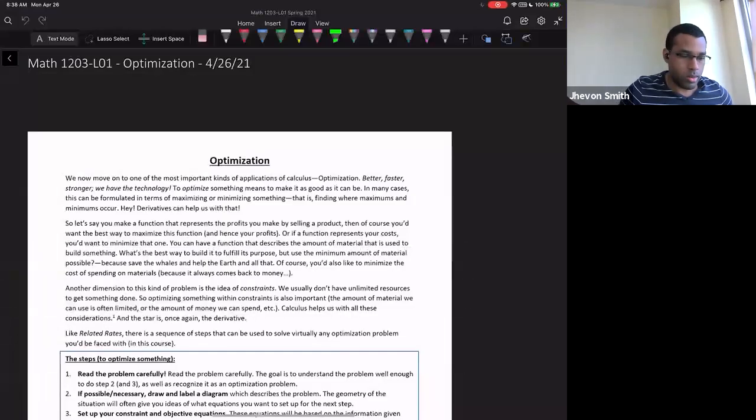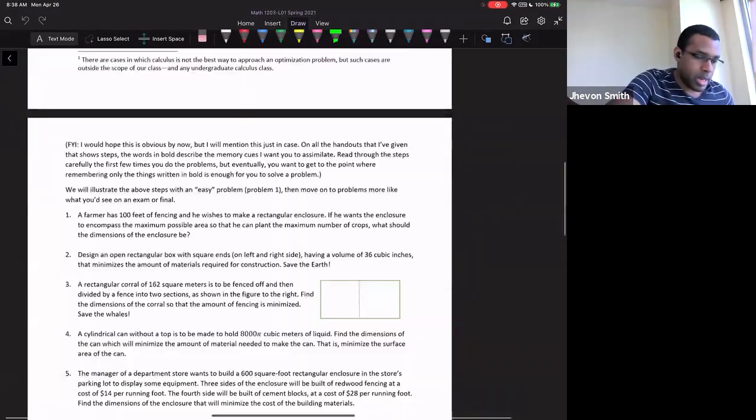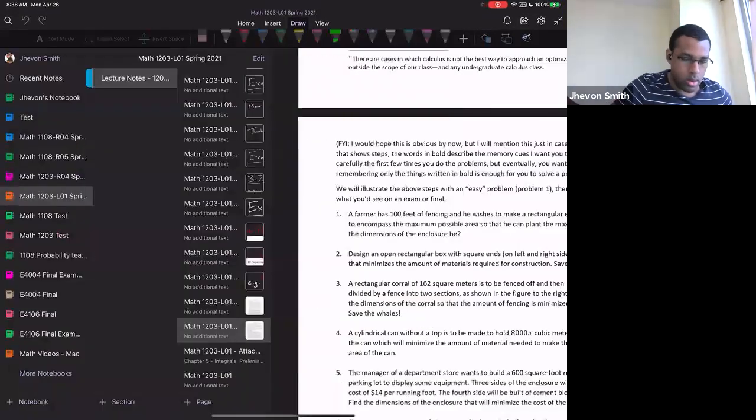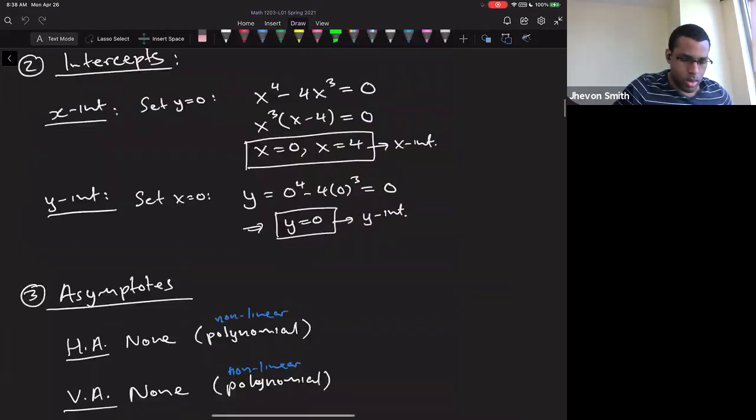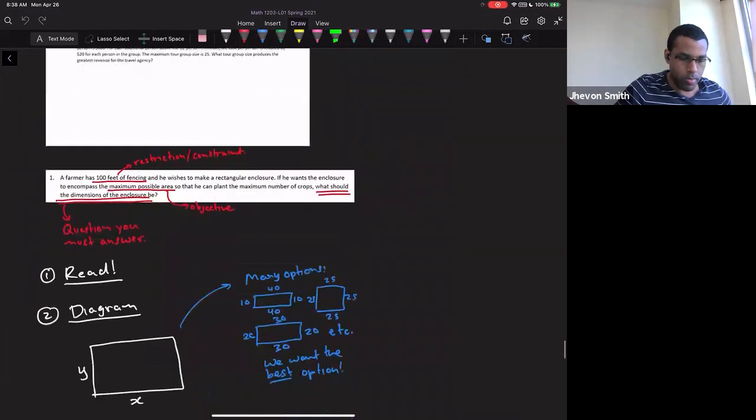We started a topic last time. I think we did one example. Optimization. There we go. So let's just jump back into this. Yes, I believe I did example one. Not there, not there, not there, not there. Here.